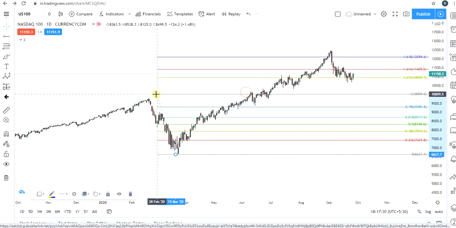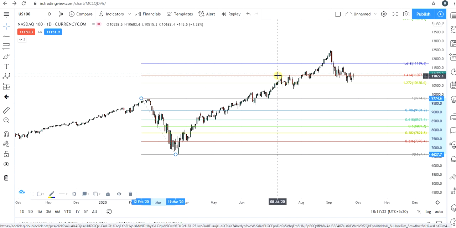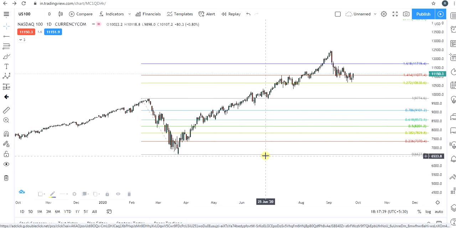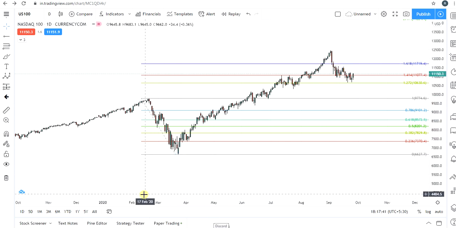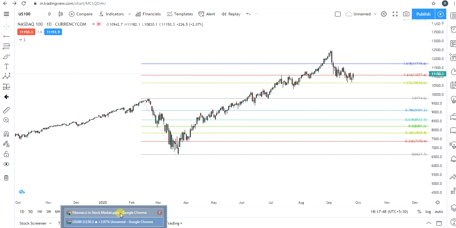Now if I go back to drawing this again, and if I see it, this 1.414 is giving a resistance, while the 1.61 level is not giving me the resistance. So depending on the person who is drawing, their choices of top, 0 and 1, the levels will be different. So you need to remember that very carefully.